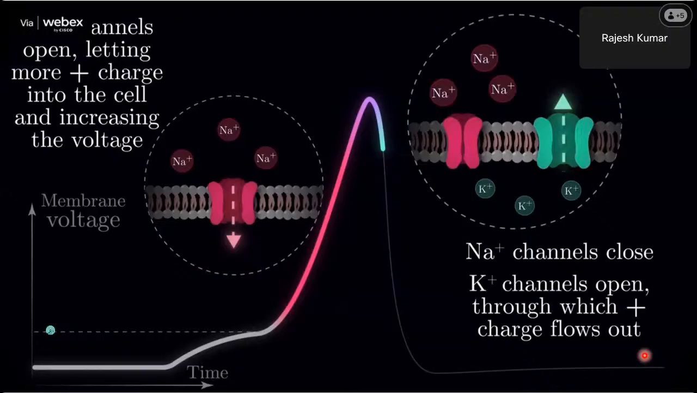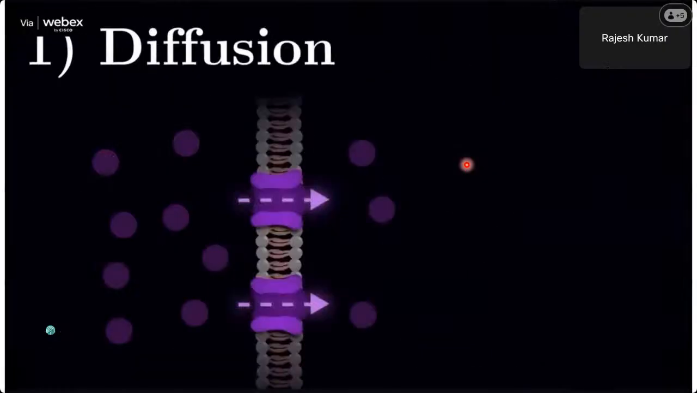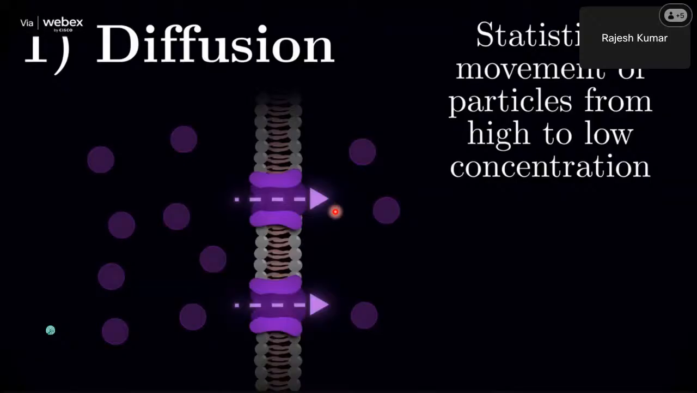Opening of these potassium and sodium ions. But the question is why these open, or how the voltage and all this occurs. There are two interesting things occurring. One is the diffusion process. The diffusion process means if the concentration is more here and less here, then there is some force which pushes them to move from this side to this side. Statistically, particles go from high concentration to low concentration.